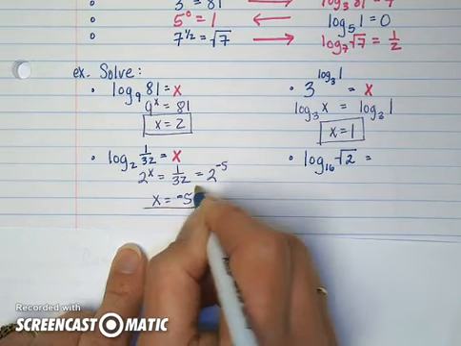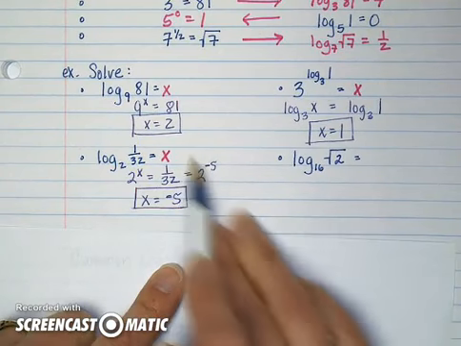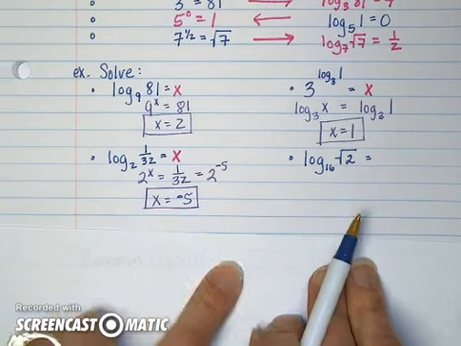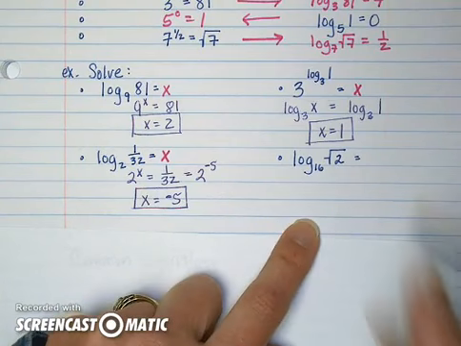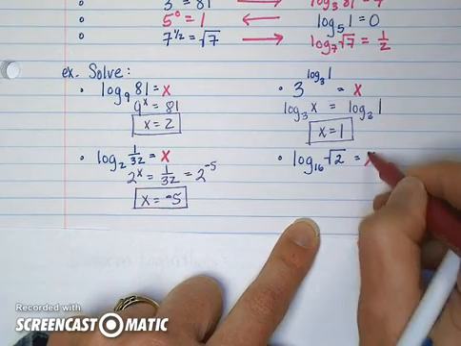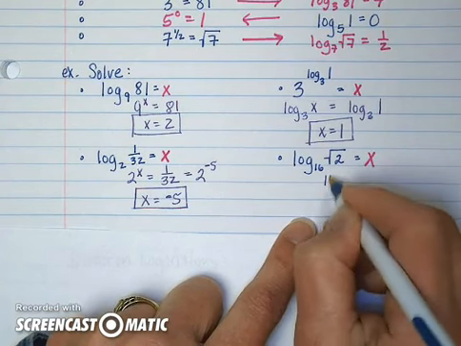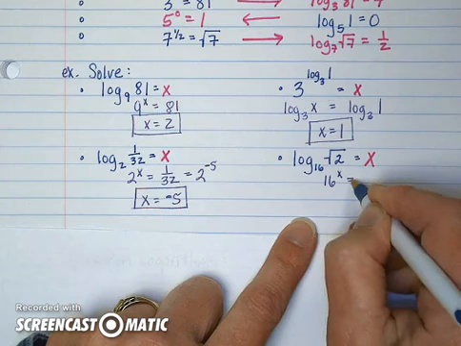Some of the things we're doing right here in solving these equations are some logarithmic properties, and we get into those in the next unit, the next section. All right, here again, we're going to let that equal x. So we're going to say 16 to the x equals the square root of 2.